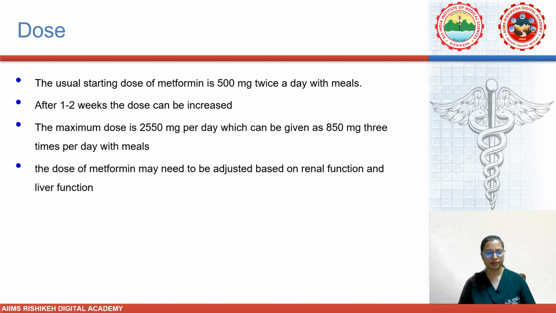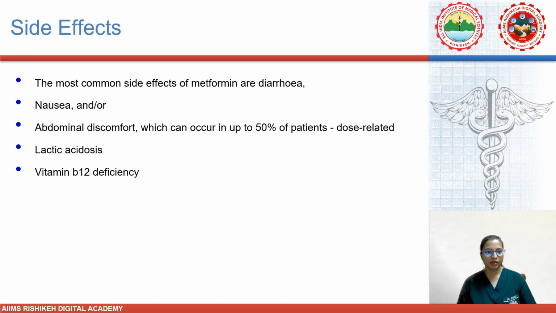So the usual starting dose of metformin is 500 mg twice a day with meals, and we can titrate and increase the dose every 1 to 2 weeks. The maximum dose is 2550 mg per day, which can be given as 850 mg 3 times per day with meals. The dose of metformin needs to be adjusted based on the renal function and liver functions. The common side effects of metformin are diarrhea, nausea, abdominal discomfort, lactic acidosis, and vitamin B12 deficiency.